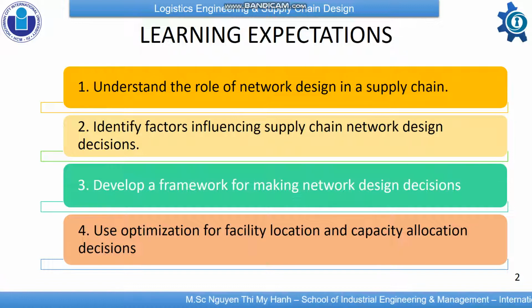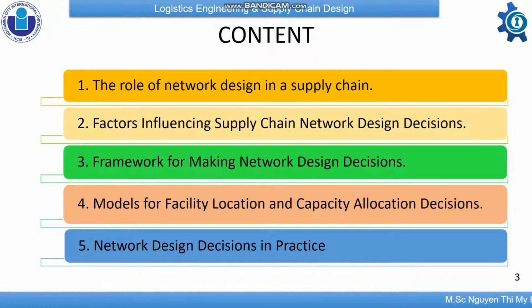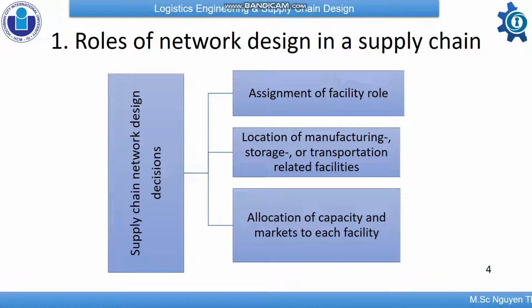To achieve these expectations, we will go through 5 main contents today. The first one is the role of network design in the supply chain. The second is factors influencing supply chain network design decisions. The next part is the framework for making network design decisions. Then we will see the models for facility location and capacity allocation decisions. And the final one is network design decisions in projects. Let's see the role of network design in the supply chain.